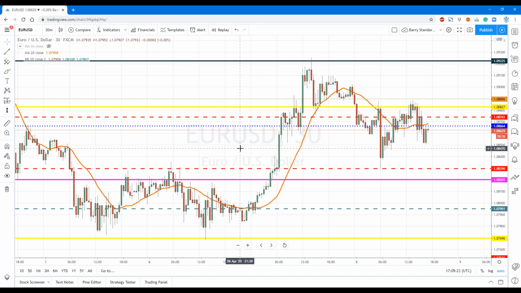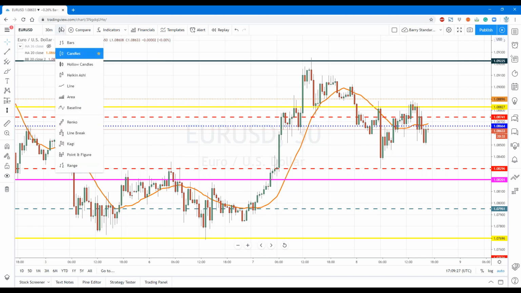Now, across the candlestick, actually, let's change it for a second. I was changing the bar chart. Where did the bars go? Candlestick.